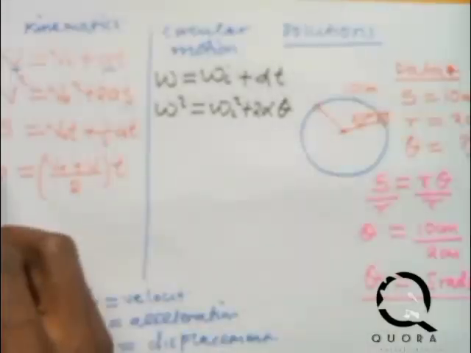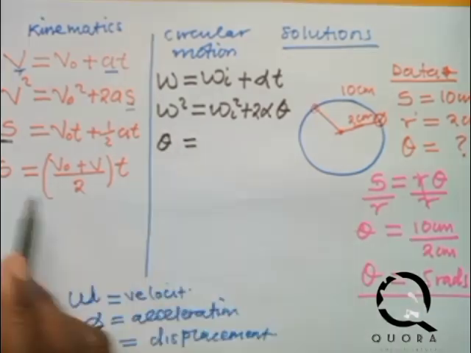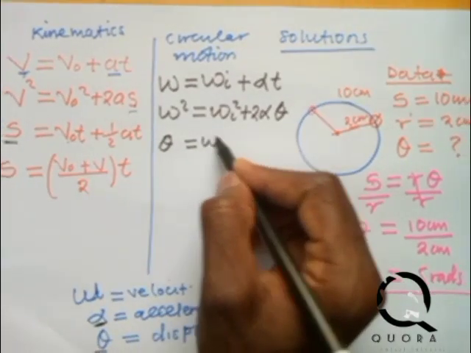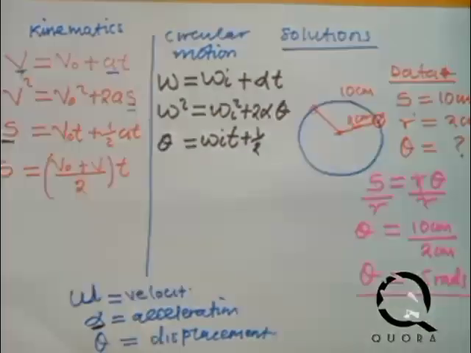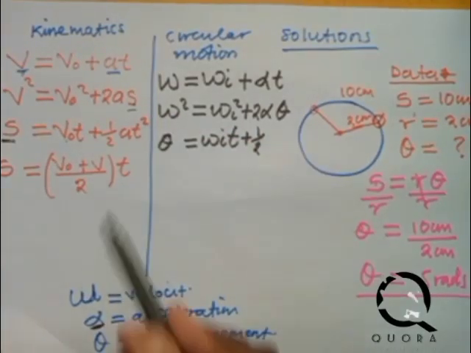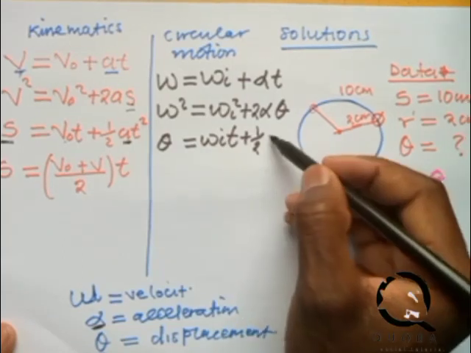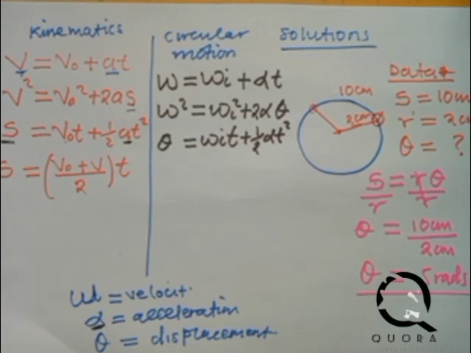If I come to this one, where there is displacement, we are going to have theta, which is going to be equal to, where there is this, we are going to have W initial t plus 1 over 2. Time doesn't change, you still use the letter t. Sorry, here I forgot to put square. Where there is linear acceleration, we are going to have alpha, then t square. Okay, so those are the simple things. But we are not done.